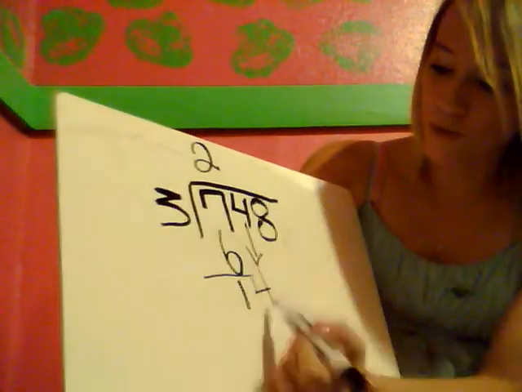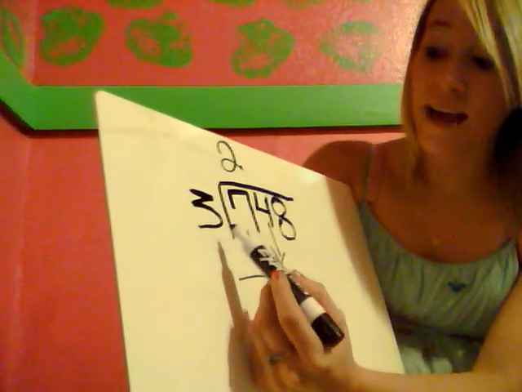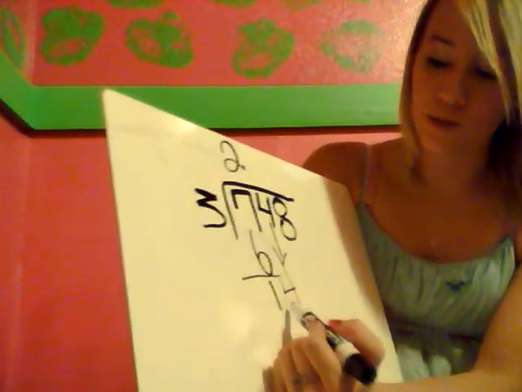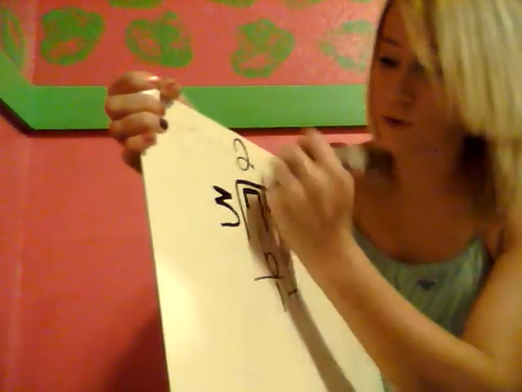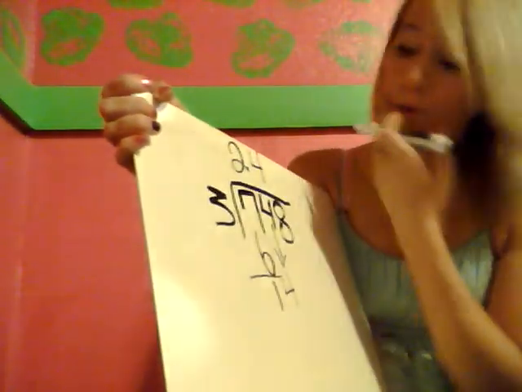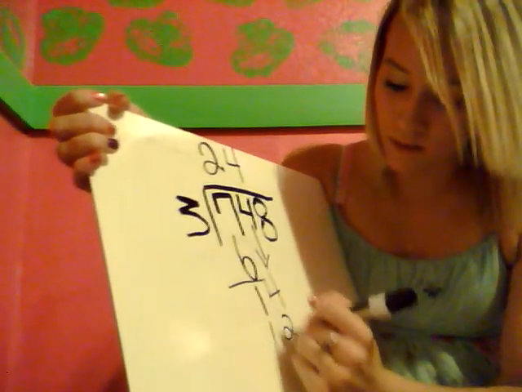Now what you need to do is look at 14. 3 times what will give you equal to or less than 14? Well, 3 times 5 is 15, so that would be too much. And 3 times 4 is 12, so that's under 14, so you would put a 4 directly above the other 4. 3 times 4 is 12, so you bring the 12 down.